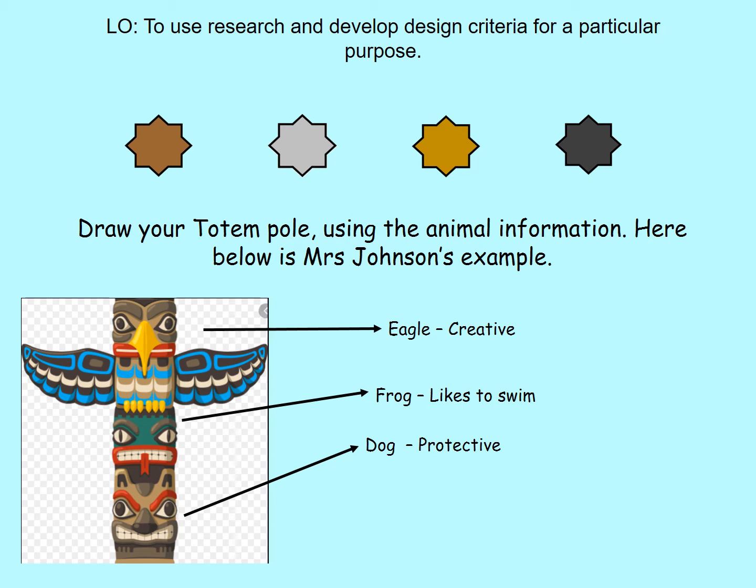So I chose an eagle at the top because I like to be creative, I like to make things, I like to paint, things like that. I chose a frog in the middle because I really like to swim, especially when I'm swimming in the sea on holiday. And a dog at the bottom means that you're very protective, and I'm quite protective. I like to look after the people that are in my life, like you guys. Okay, so you're going to draw your own totem pole using all of that information. So if you want to pause the video now, have a go at drawing yours, okay? And then there's a little extension task next, so don't send it to Dojo yet, okay?